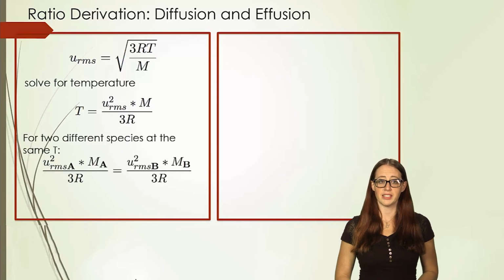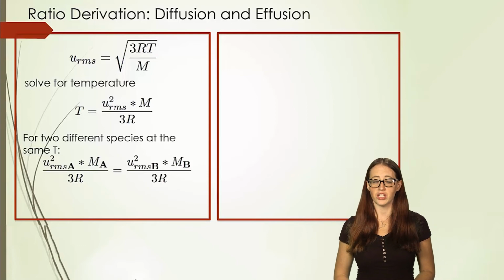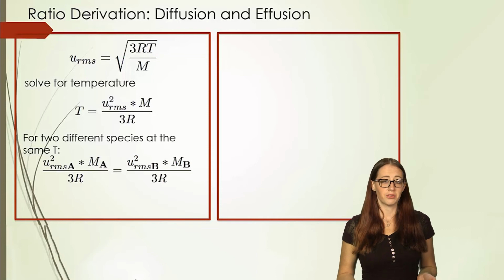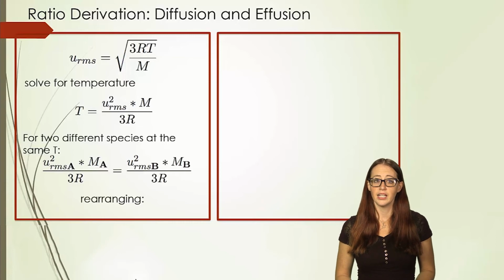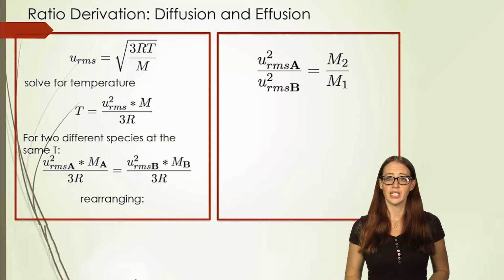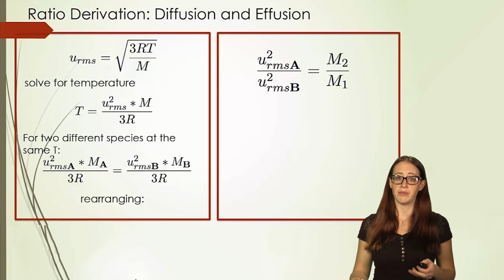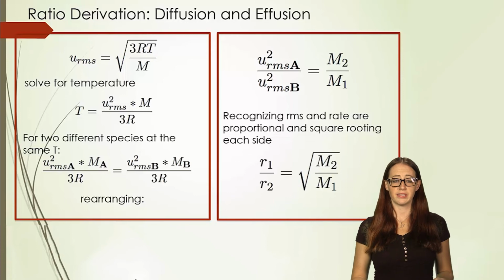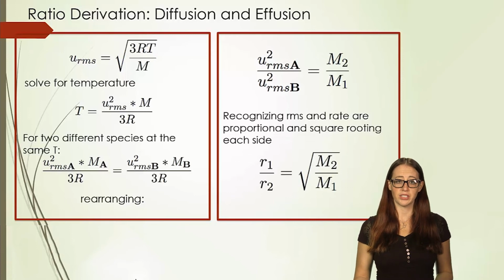So for two different species at the same temperature, we have this. Notice it's the same as the above equation. We've just changed it into the mass A and mass B. Now, we also know from here that we can cancel out the 3 and the R since those are constants. Once we do that, we can rearrange a little bit to put our URMS on one side and our masses on the other. And when we do this, we get a ratio of the rates to the masses. So for our final result, we have R1 over R2 equals the square root of M2 over M1.